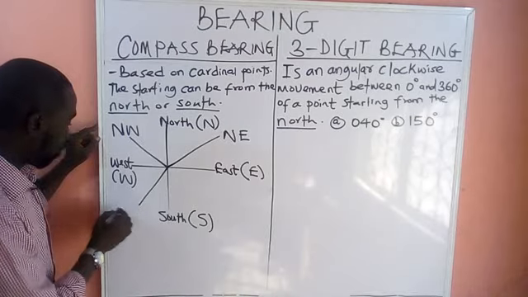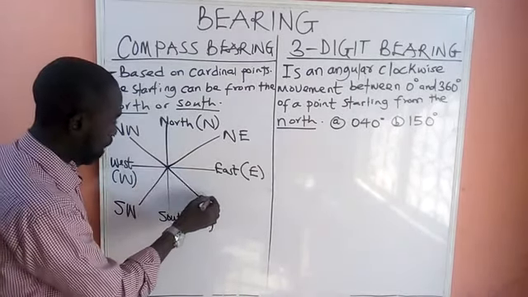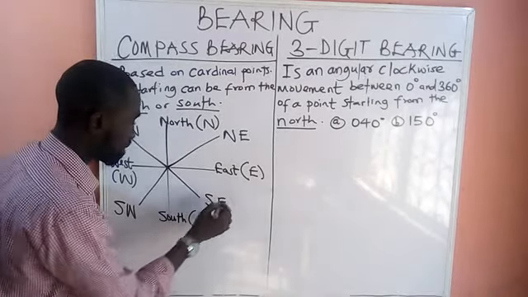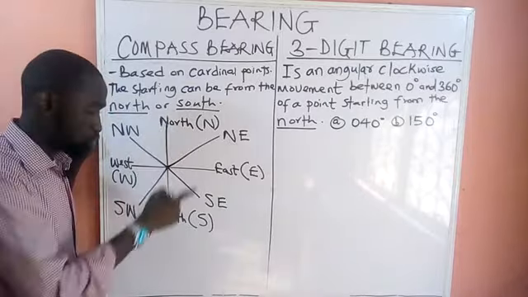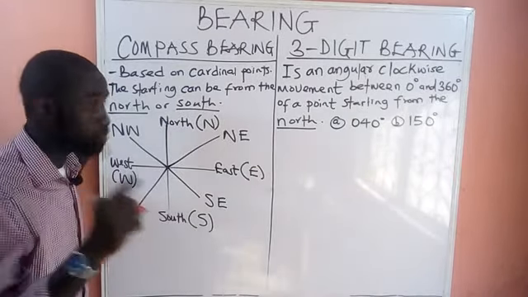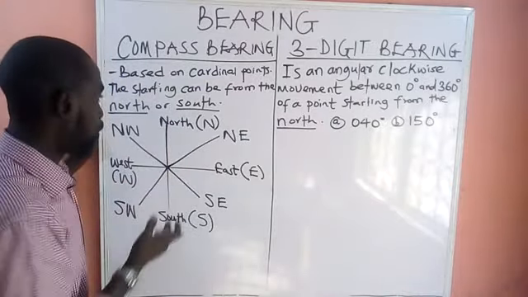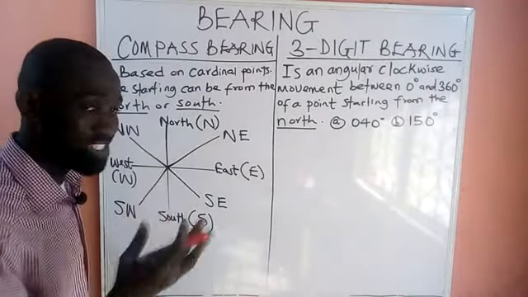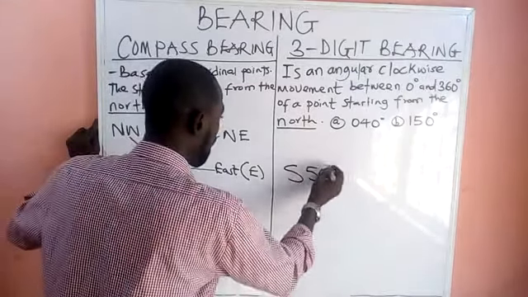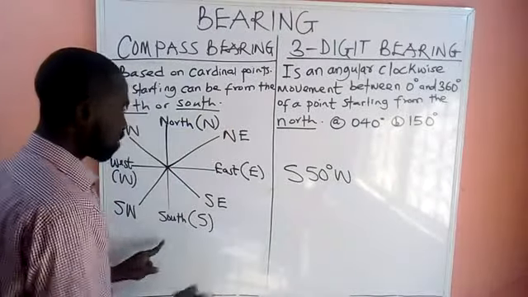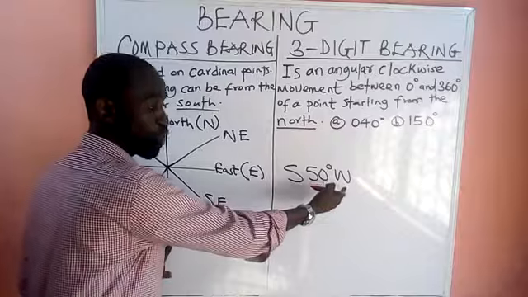This place will be called southwest, while this place will be called southeast. So we are always starting either from the north or from the south if we are talking about a compass bearing. Let's take some examples under compass bearing. Let's assume we are given south 50 degrees west. Meaning we are coming from the south. We move 50 degrees towards the west.